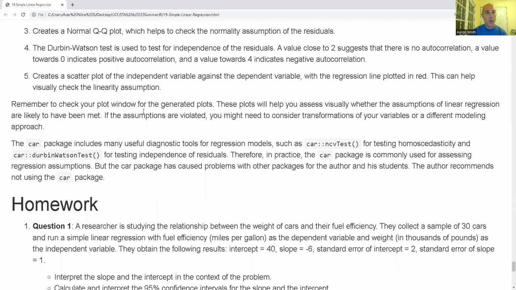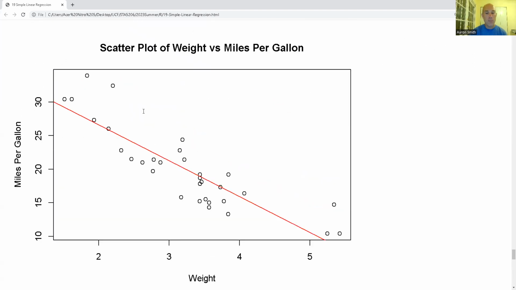All right, so that's all I've got for you. We talked about simple linear regression. This is a very useful, very powerful tool. This is the mathematically simplest model that we can have for two variables.